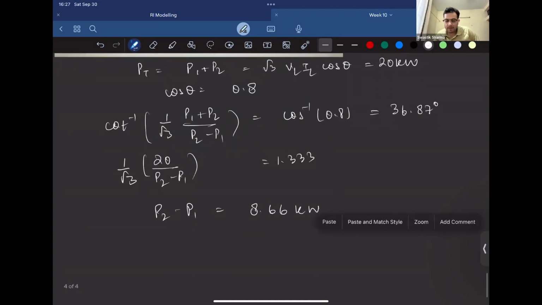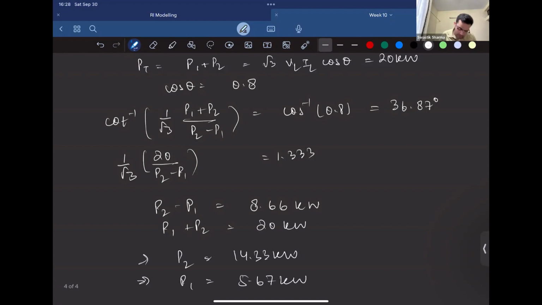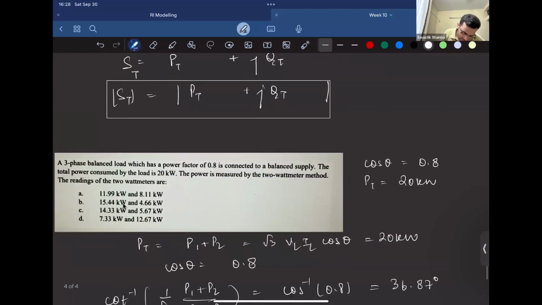So P1 and P2, two equations, two variables, right? P1 plus P2 is what? 20 kilowatt. So if you solve this, you'll get P2 as 14.33 and P1 is 5.67, right? So the answer is C.